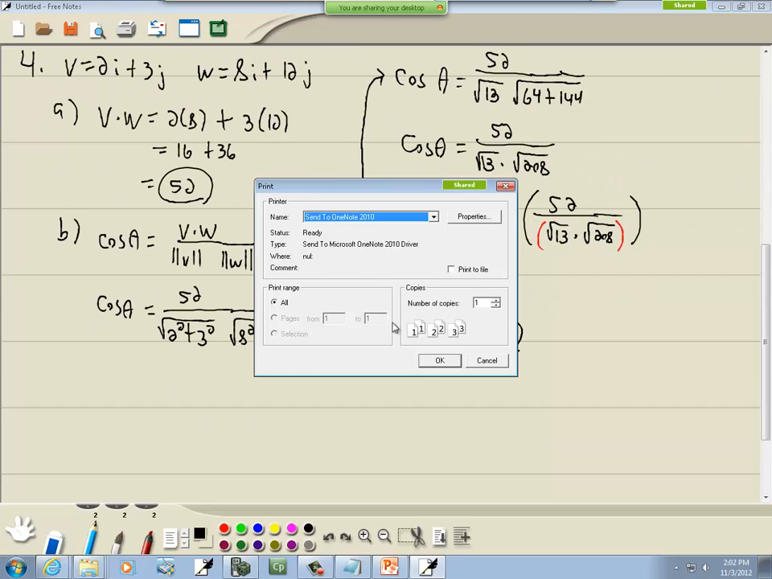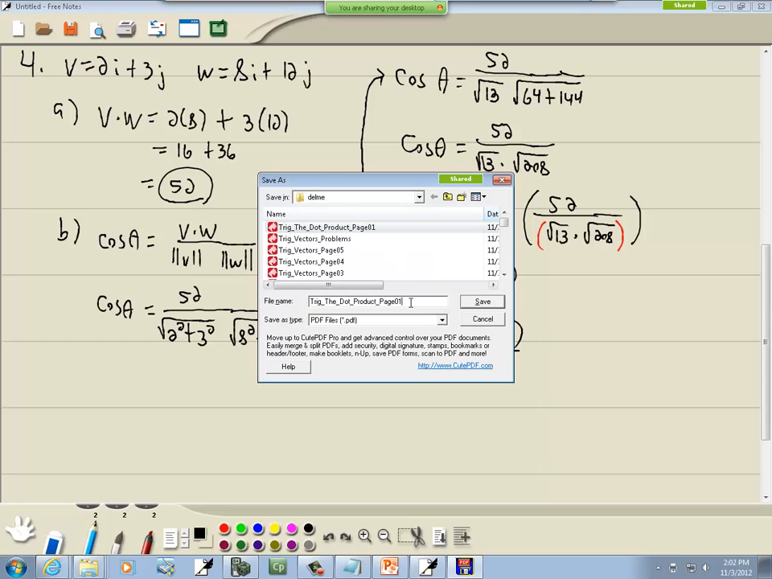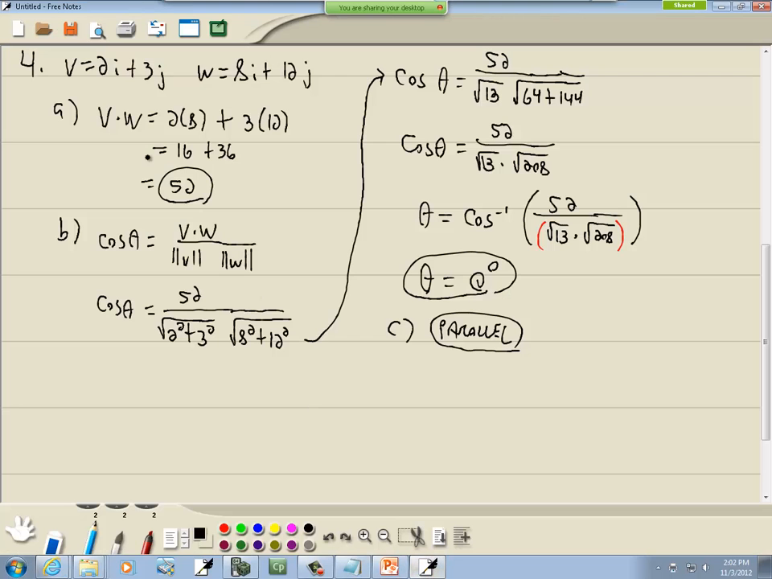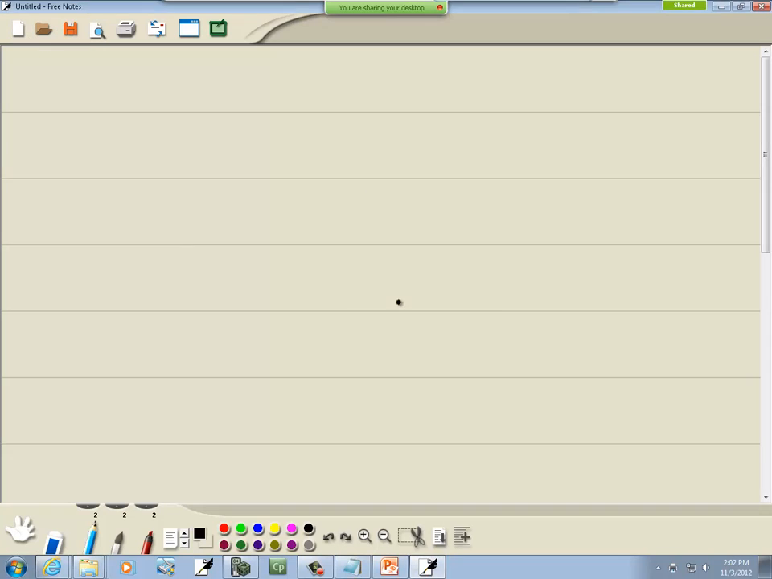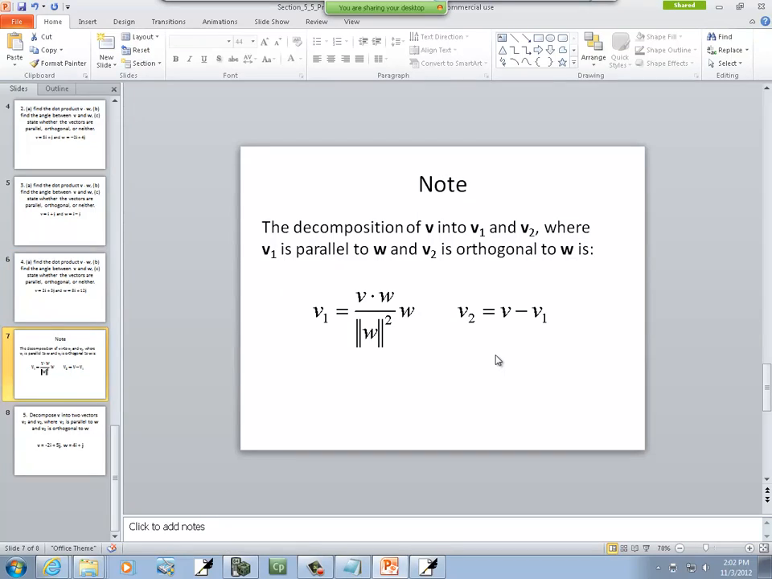Let's save that. And let's look at our last problem. As the formula goes along with it, we'll flip back to this formula. But this says a decomposition of V into V sub 1 and V sub 2, where V1 is parallel to W and V2 is orthogonal to W, is given by these formulas. So we'll come back to that.